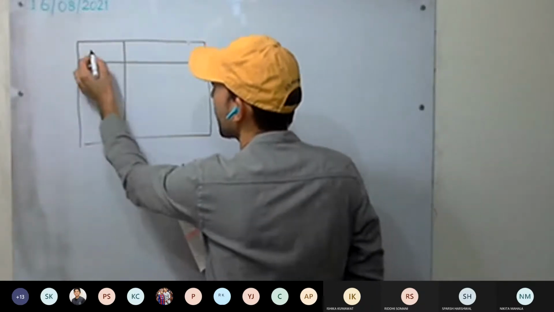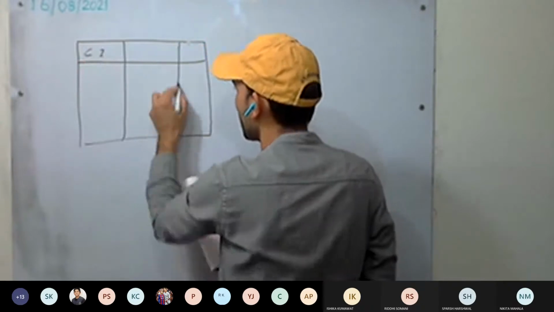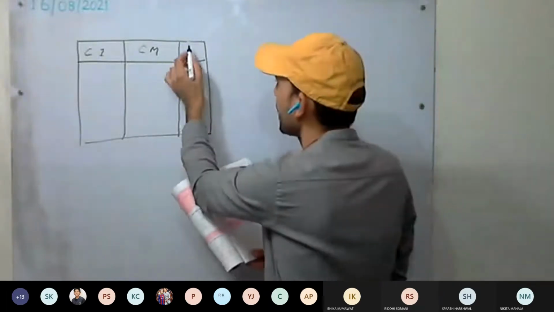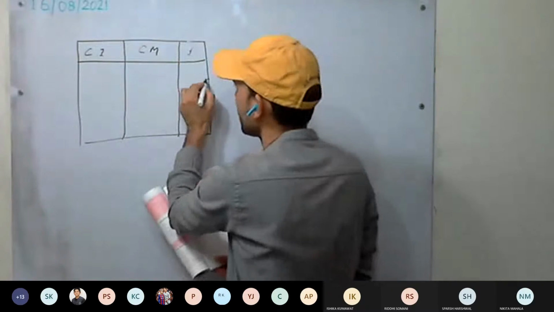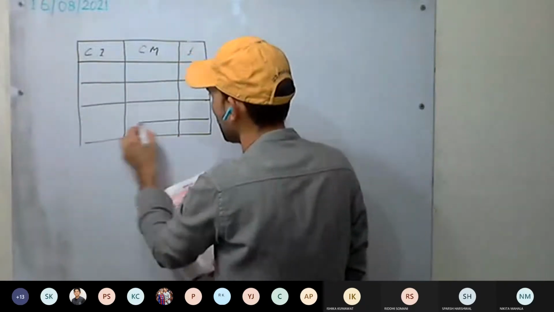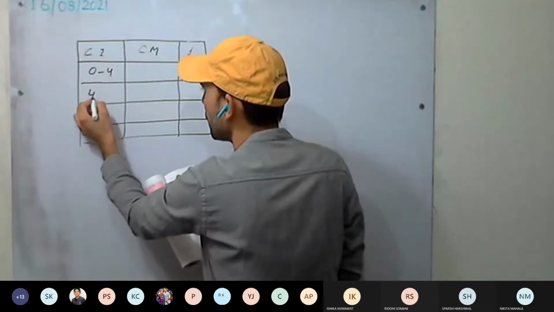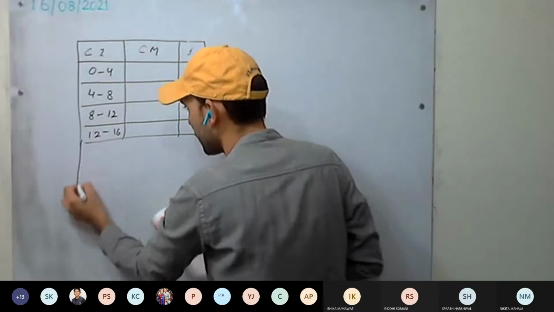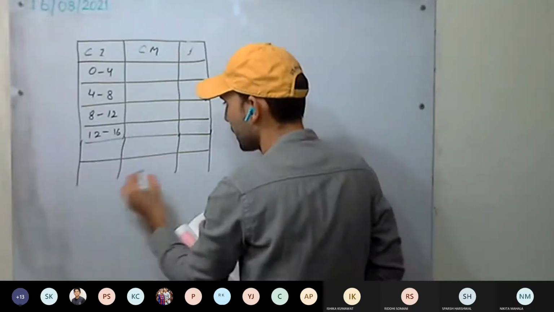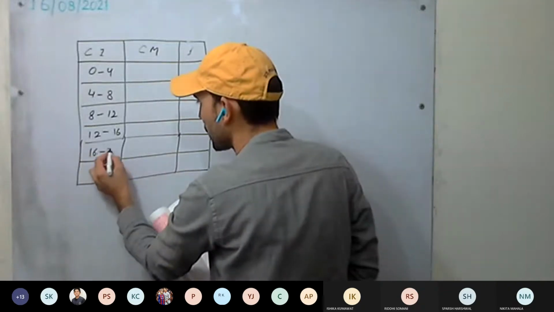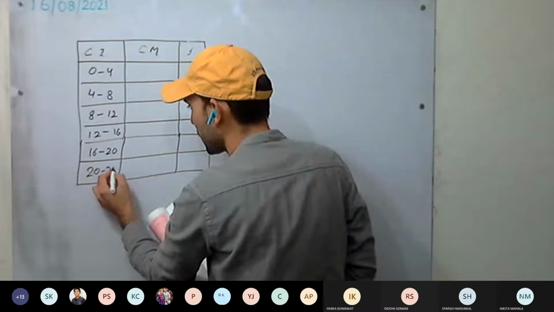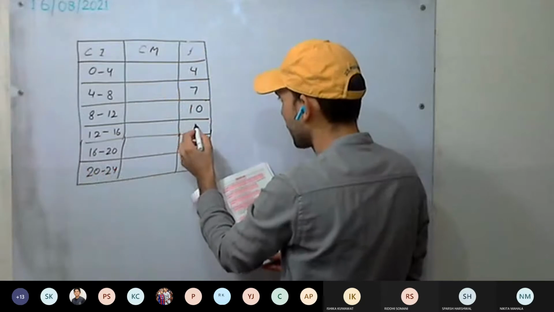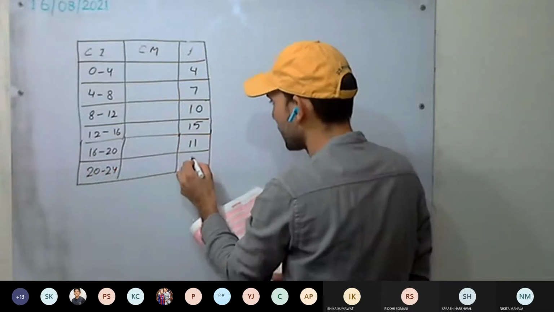So here we have the class intervals. Here we have the class mark because we need the middle value for frequency polygon. And here we will have the frequency. 0 to 4, 4 to 8, 8 to 12, 12 to 16, 16 to 20, and 20 to 24. Frequencies we have 4, 7, 10, 15, 11, 6.